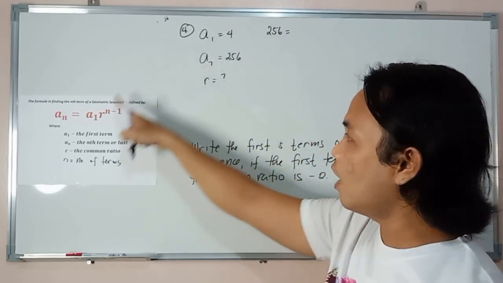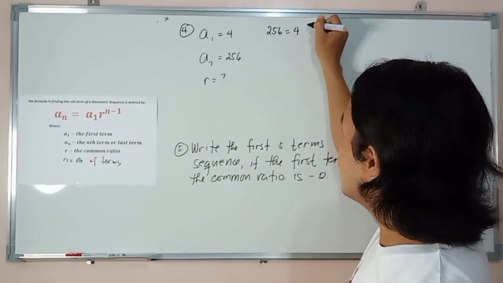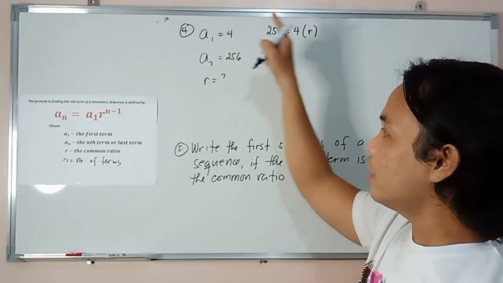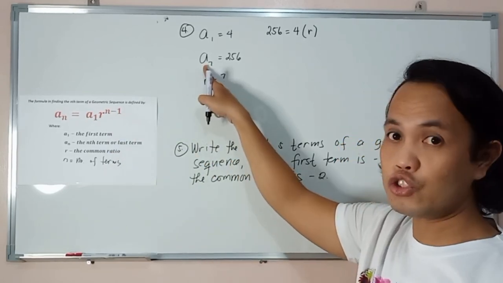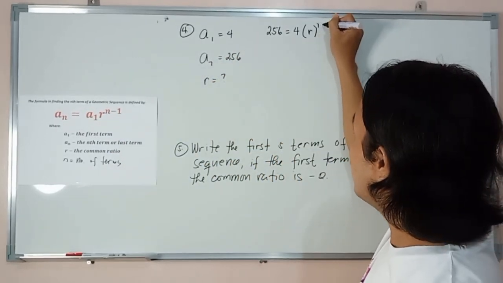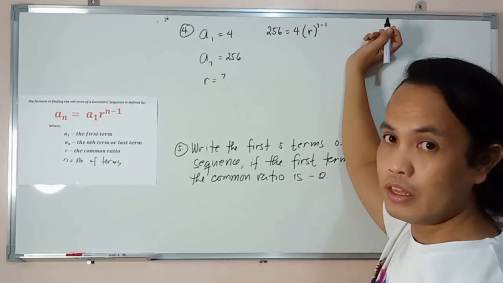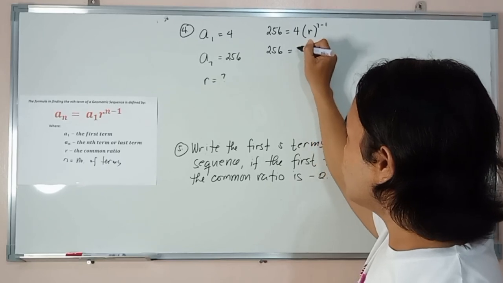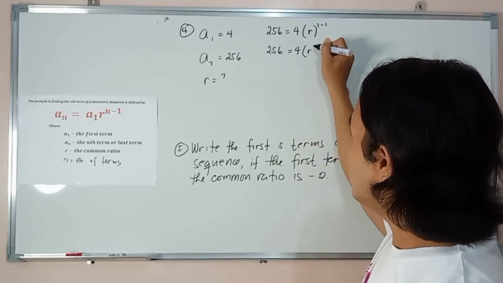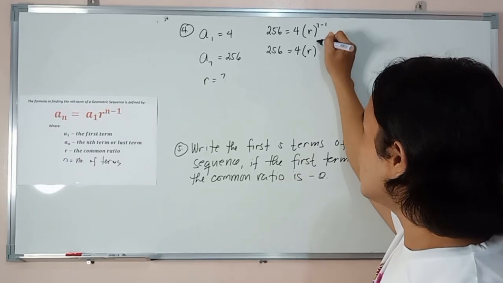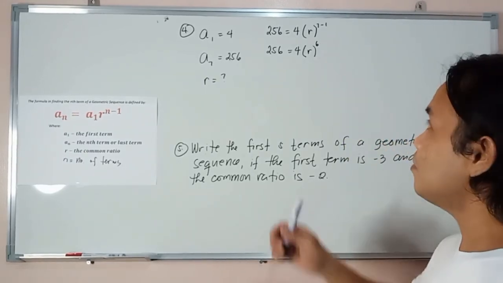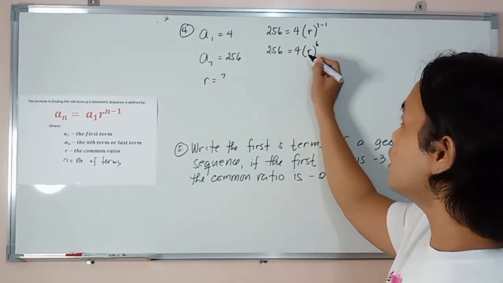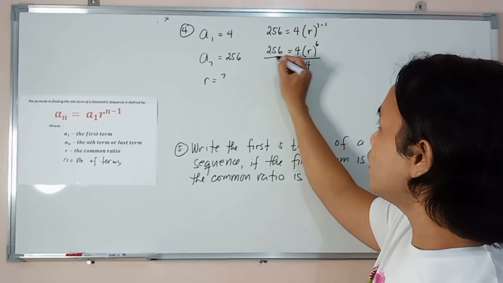So a sub 7, 256, is equal to our first term, which is 4, times our common ratio, which is unknown, so we write r. Then our n, since we are solving for the 7th term, is 7, and we copy minus 1. This time we simplify: 256 is equal to 4 times r raised to 7 minus 1, which is 6. Since we have the coefficient 4 here, to eliminate this 4, we divide both sides of the equation by 4.